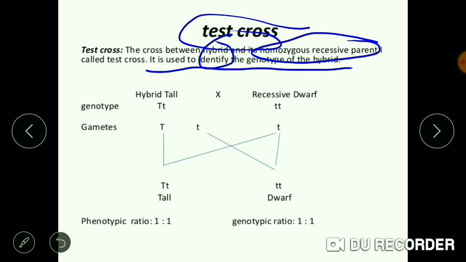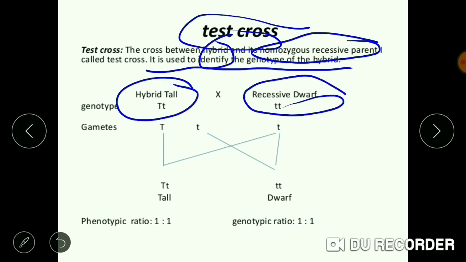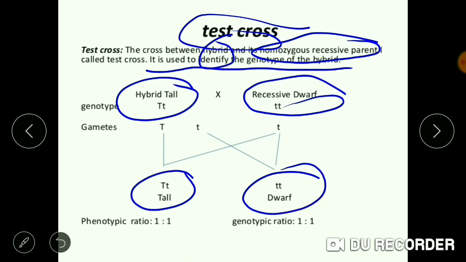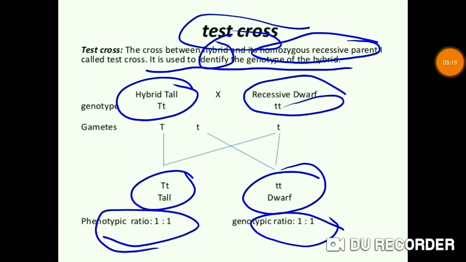So here we have taken the hybrid tall variety and the recessive dwarf variety as an example, and we have performed the crossing. On performing the test cross, we obtained the hybrid tall and the recessive dwarf in the ratio of 1:1, and their phenotypic ratio will also be the same. Test cross has also helped us to identify the proportion of the hybrid as well as the recessive offspring which is being obtained.